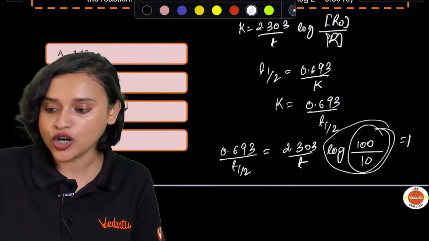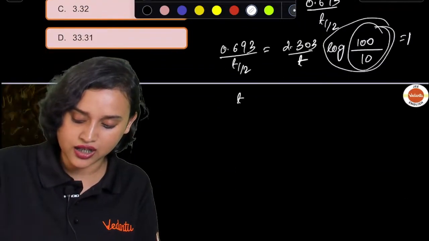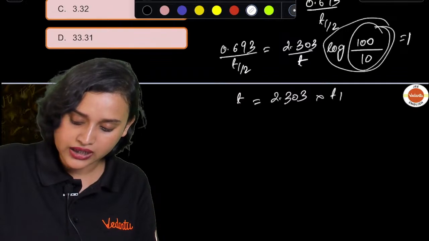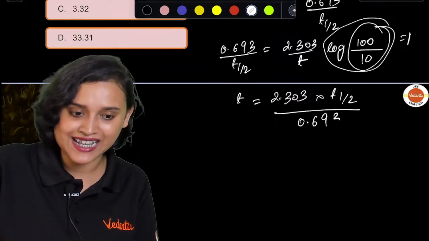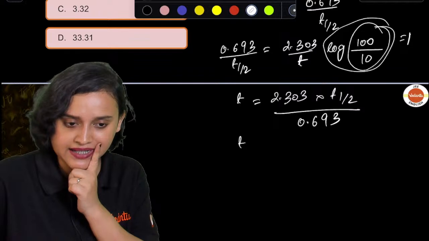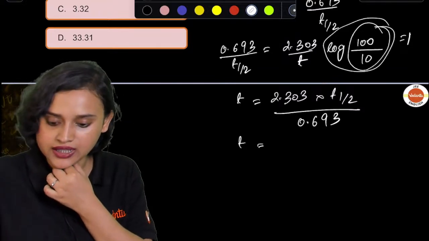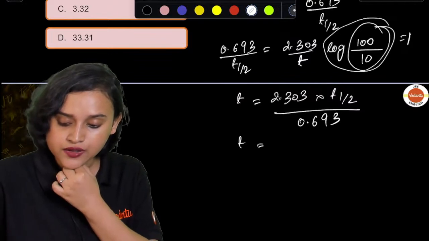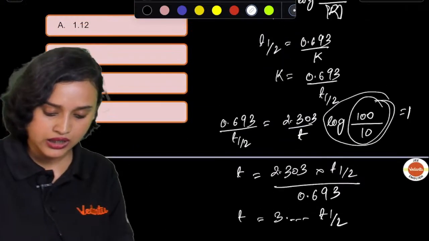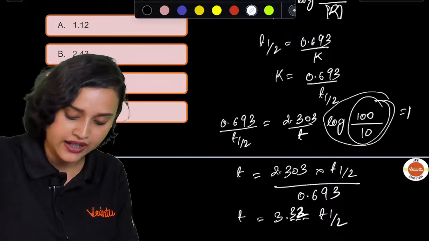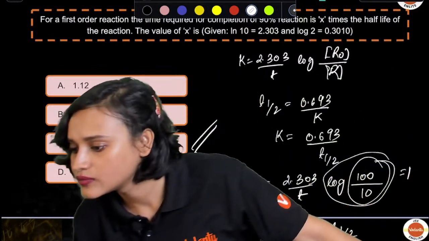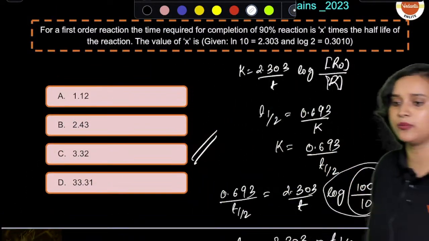So what will happen here, everybody? We will be getting t is equal to 2.303 multiplied by t half divided by 0.693, isn't it? If you calculate 2.303 divided by 0.693, t is equal to 3 point something t half. So let us write 3.32 here. That means option number C is correct. No problem. Here are the options, guys. First, solving was important, so we have solved it.